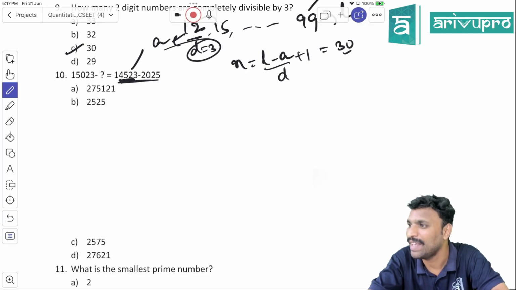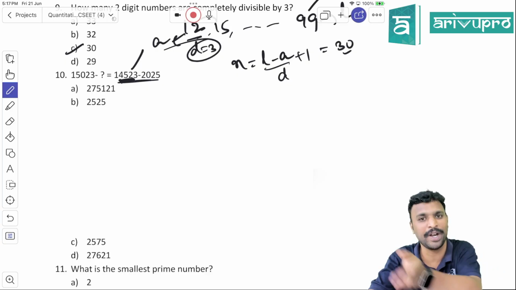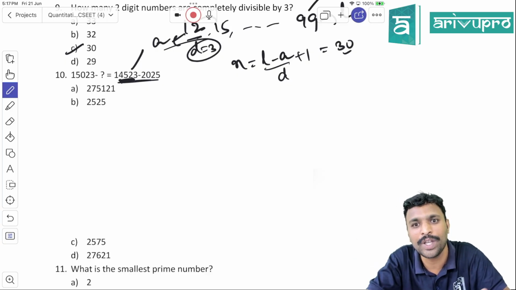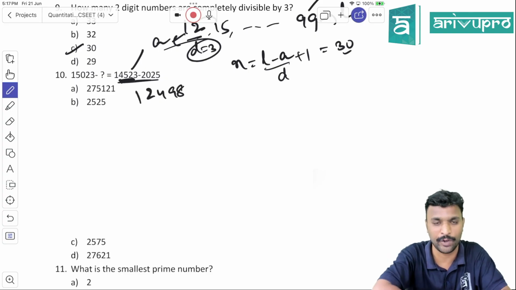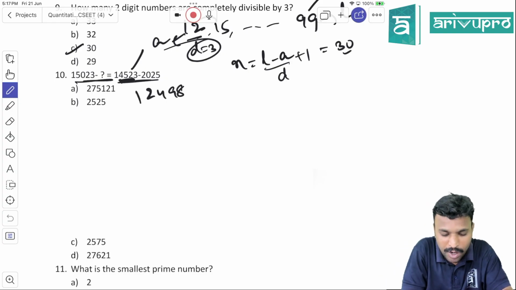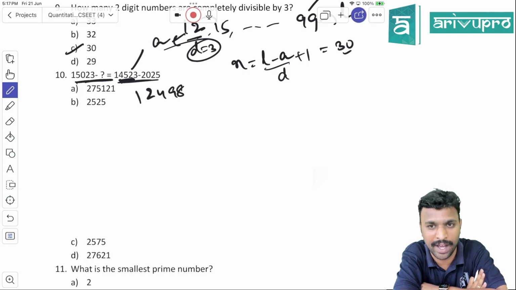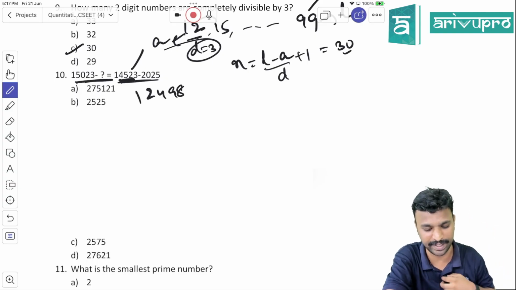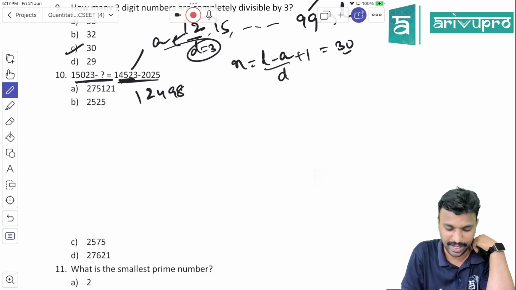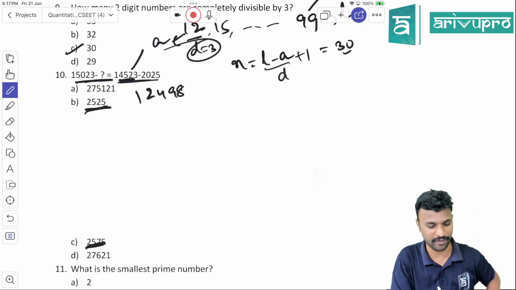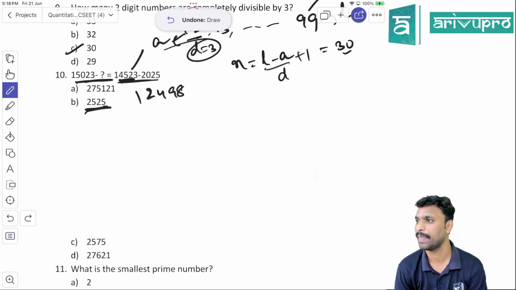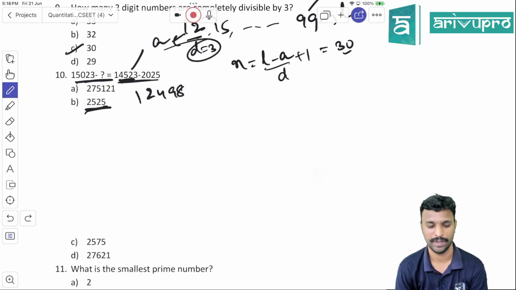2,500. Yes or no? From 4,525, if you subtract 2,025, it is 2,500. But is it 2,500? 2 less, 2,498. So it is 12,498. Even this also should become 12,498. Now, what should I subtract from 15,023? Definitely the last two digits should be 25 only. Either 2525 or 2575. Which one is correct? 2525 or 2575?